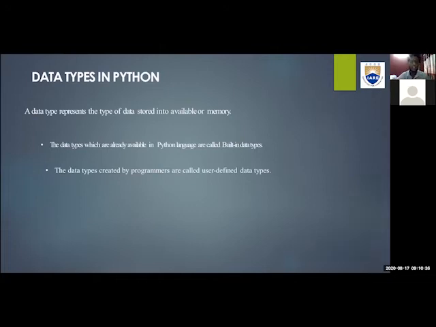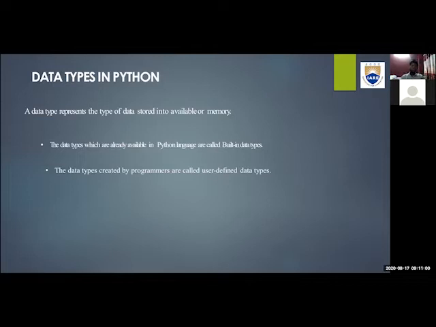So first of all, let us know what is a data type. Basically, a data type represents a type of data which can be stored into available memory. There are basically two types. The first type is built-in data types and the second one is user-defined data types. Built-in data types are the data types which are already available in the Python language, and user-defined data types are the data types which are created by the programmers.